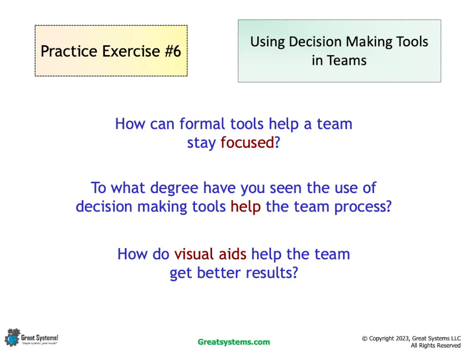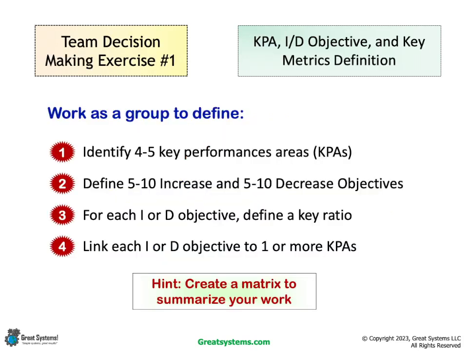Team decision-making exercise number 1. And with this one, what we are trying to do here is just identify key performance areas in our organization, identify what our key increase and decrease objectives are for those key performance areas, define a key ratio for each defined objective, and then link the objectives to the key performance areas. And I give you an example matrix to work with. But again, it's just practice facilitating the group through choices.